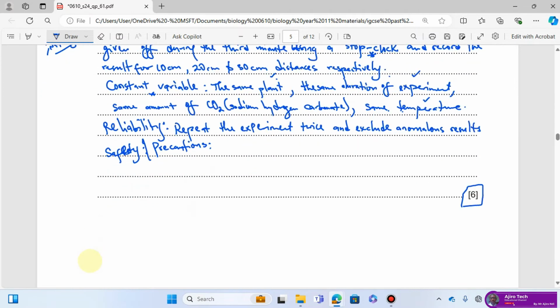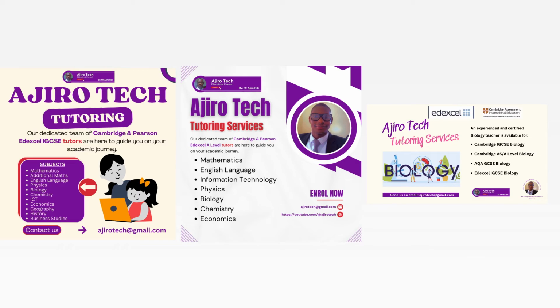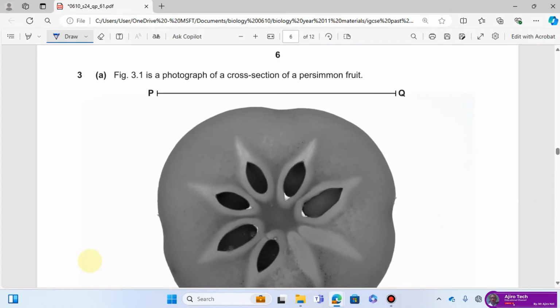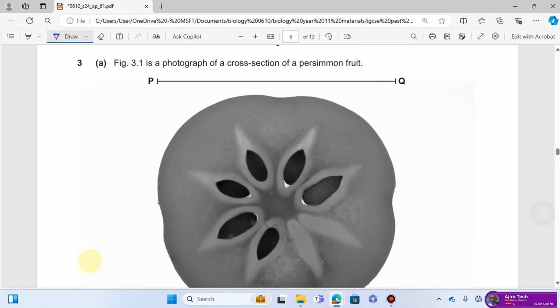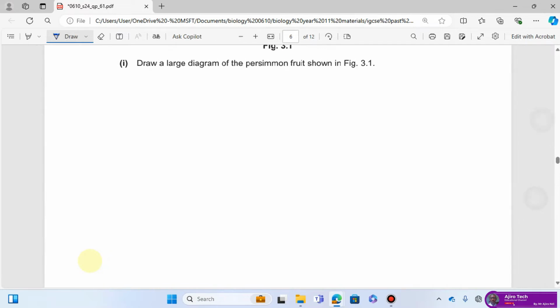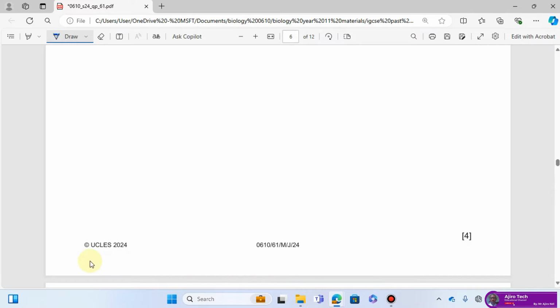So we'll go on straight to the third question. The third question is on representing specimen. Here it's another important thing, a question that will give you the best marks, easy to answer. Just follow the prompt. It says this is a photograph of a cross section of a persimmon fruit. Now what we'll be asked to do here is to draw. Drawing is one thing that is not difficult to do. The drawing usually is 4 marks.